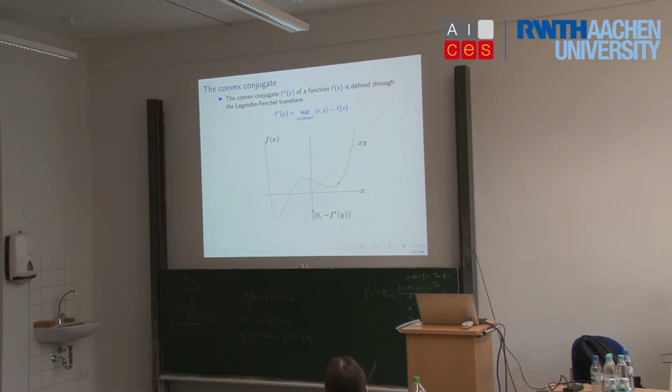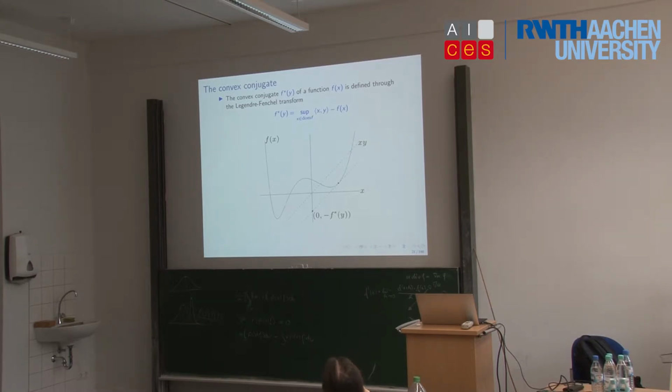In principle, it's quite an easy thing. You are given a function f of x, any function. You don't have any assumptions on this function. It doesn't have to be convex or lower semi-continuous, nothing. And you define a new function, which is the convex conjugate, called f star of y, and y is a slope variable. It is defined as the supremum of x times y minus f of x.